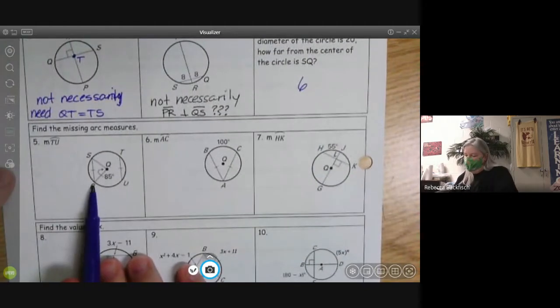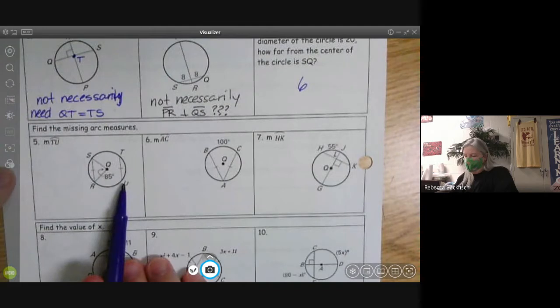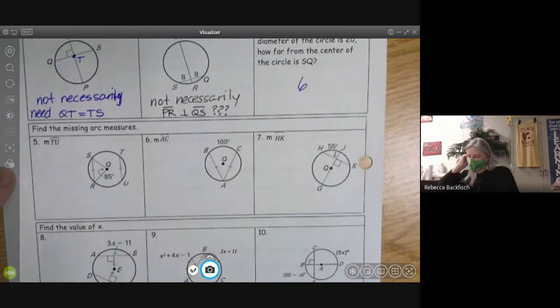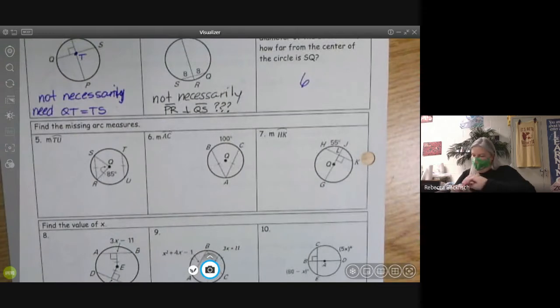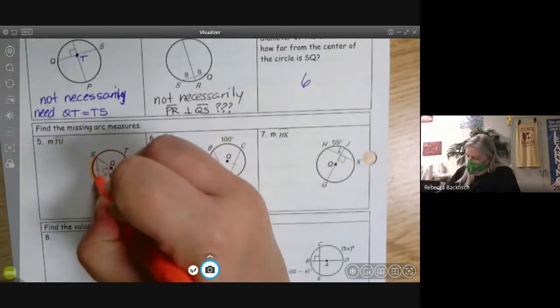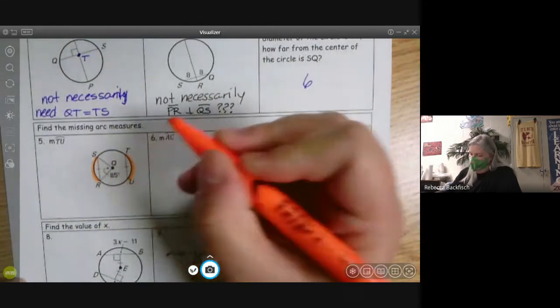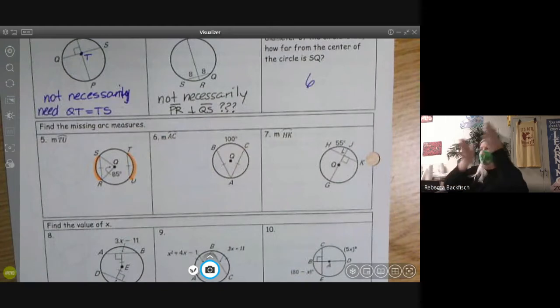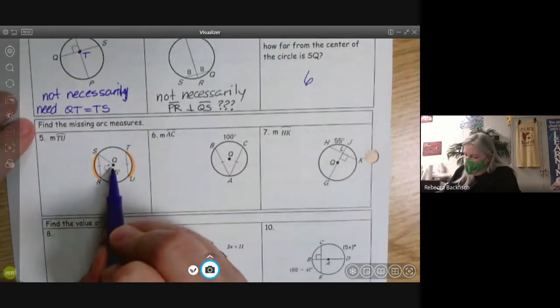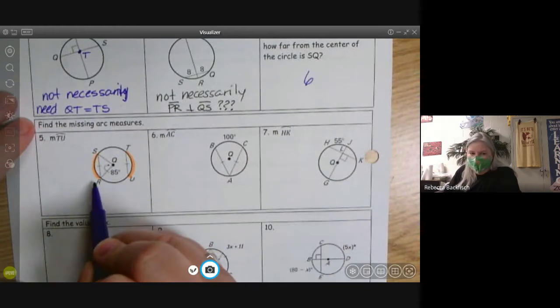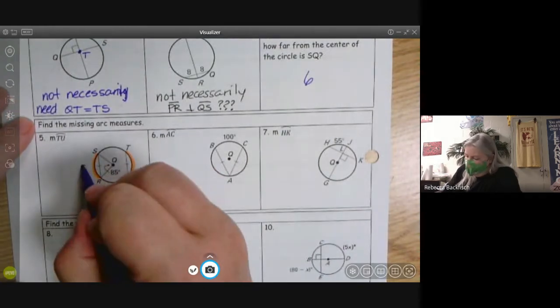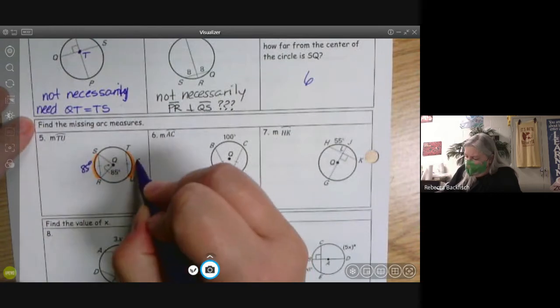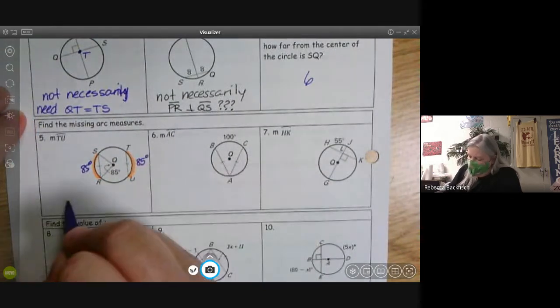Yes. We have congruence markings on SR and TU. So SR and TU have the same measure. That means their arcs, arc SR and arc TU, are the same. It can be kind of confusing here because we're talking about chord SR and also arc SR. So you got to be real careful to understand what you're being asked for. If this angle, which is a central angle, angle SQR, is 85, then the arc is 85. Because remember, central angles have the same measure as the arc. So that's my answer.